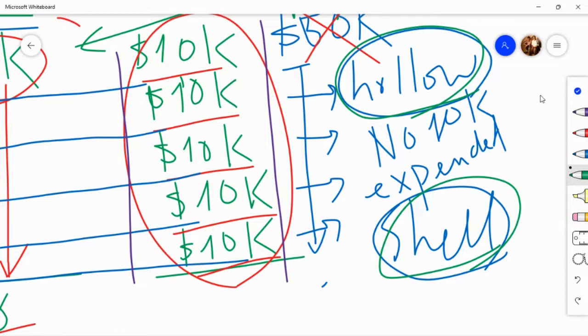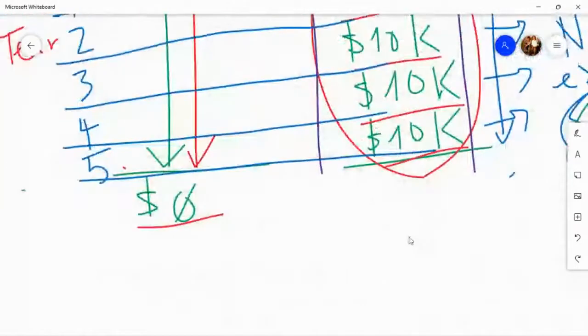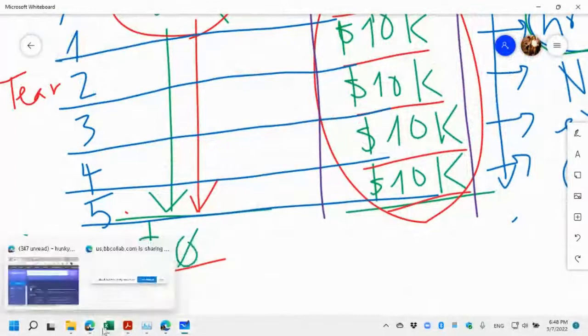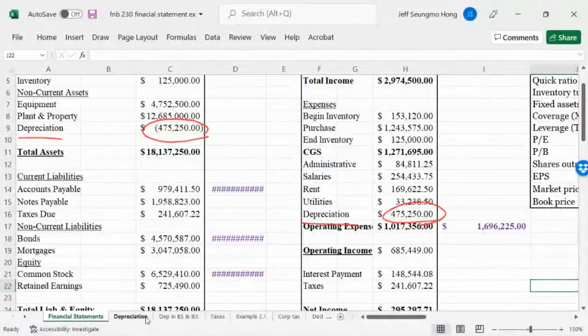So this is what depreciation is, okay? And the example I've given you is called straight line depreciation. Now, why is it called straight line depreciation? So let's take a look at our example, straight line depreciation.